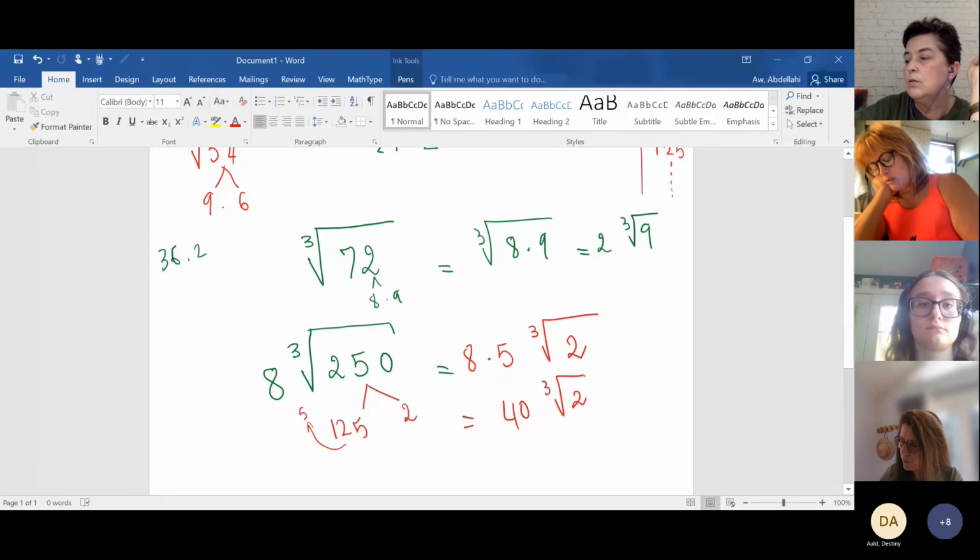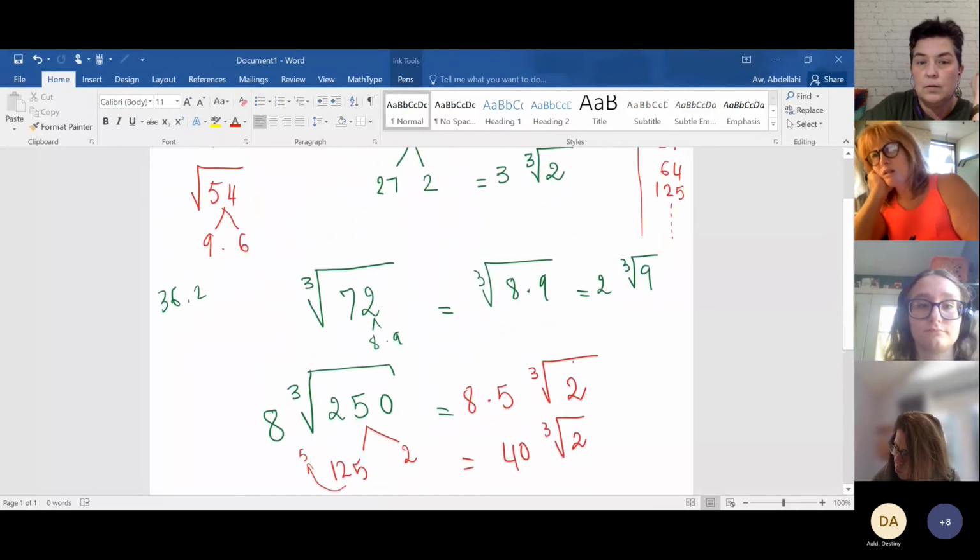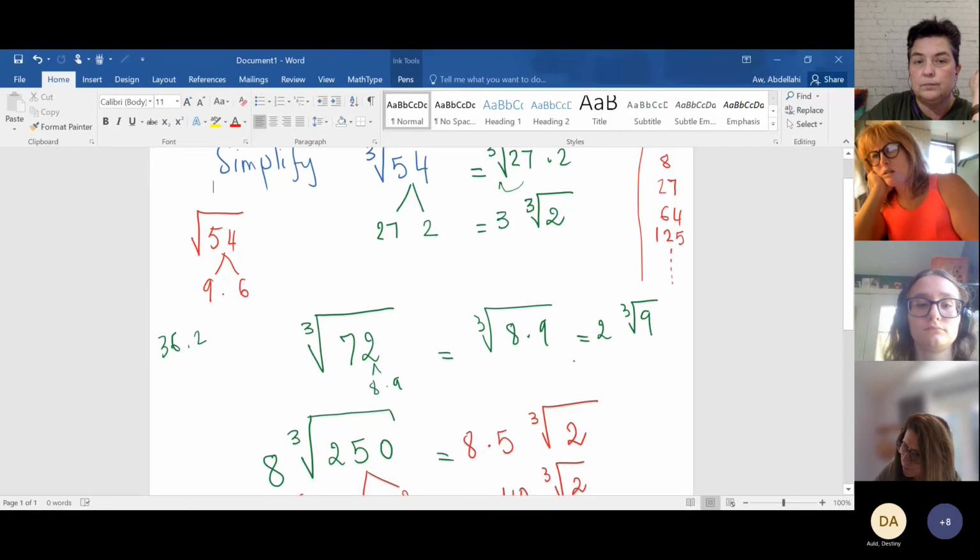So now, of course, will I play with 4th root, 5th root, 6th root? I don't.